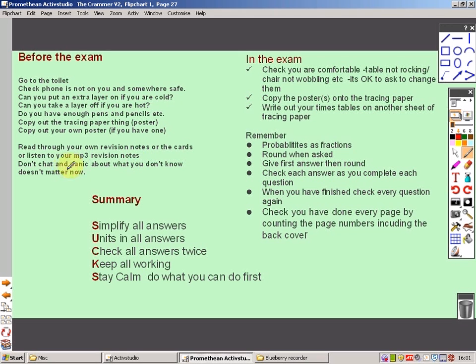Try to avoid chatting and panicking about what you haven't learnt yet. It's not going to help you now. All you can do is go in with what you know. If you have got notes in your back pocket, don't forget to chuck them in a bin as you go in, or give them to your teacher to look after, or leave them outside somewhere safe from the room.